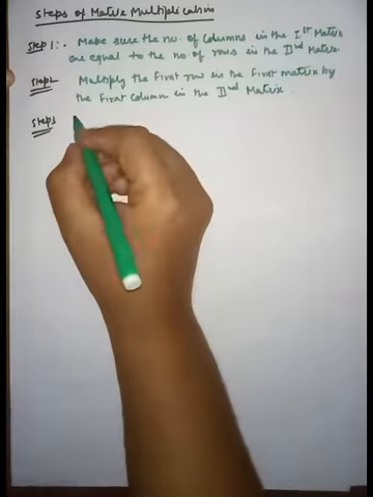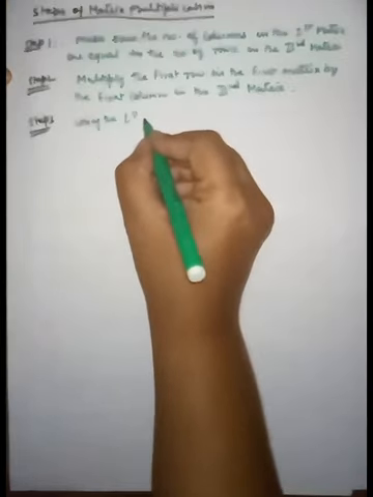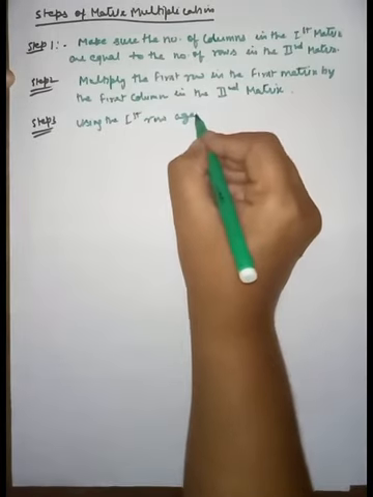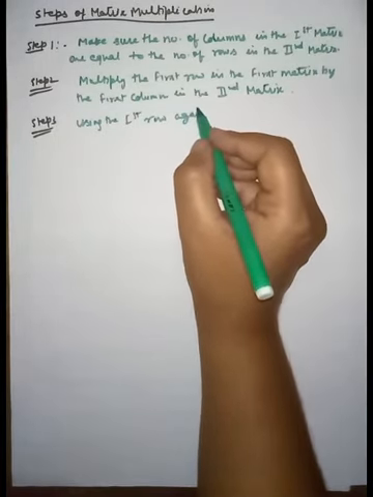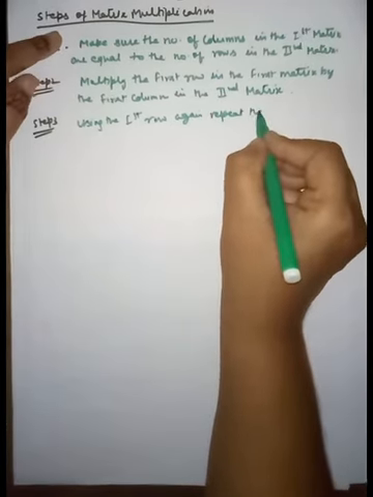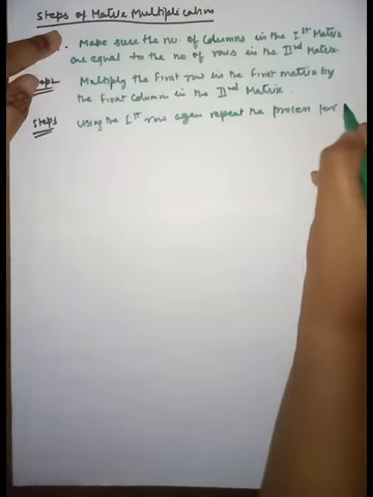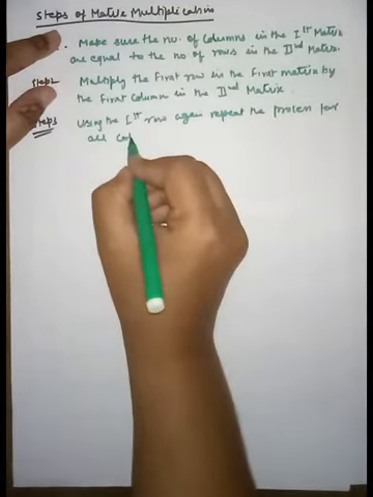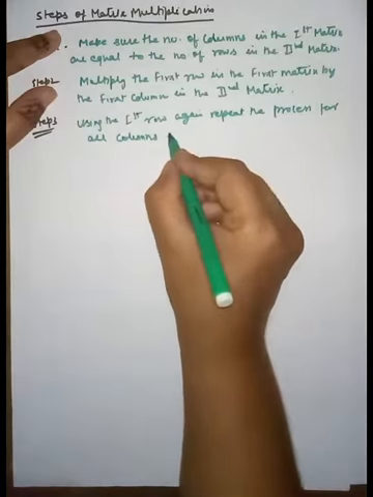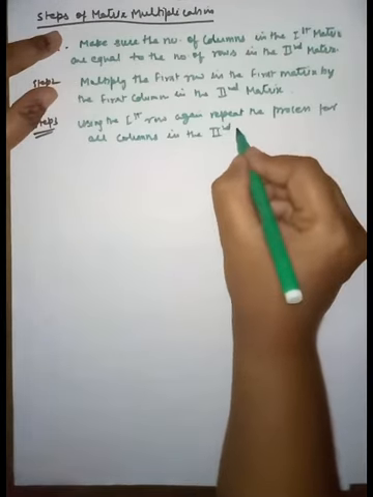Now next one, take the third step. Using the first row, again repeat the process for all columns in the second matrix.